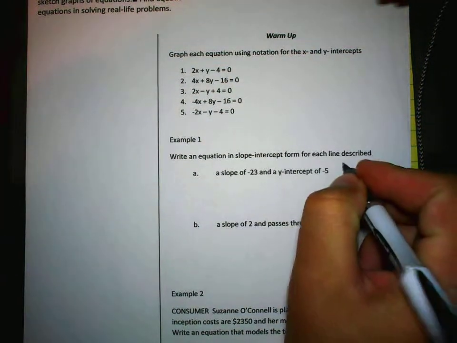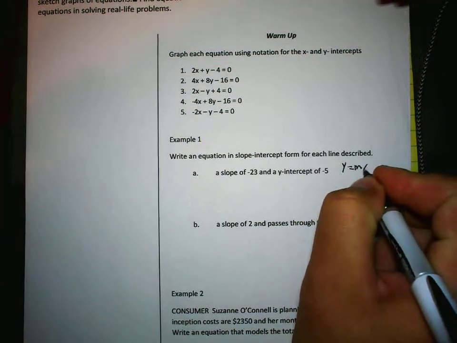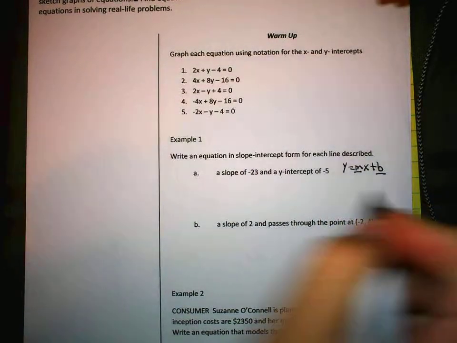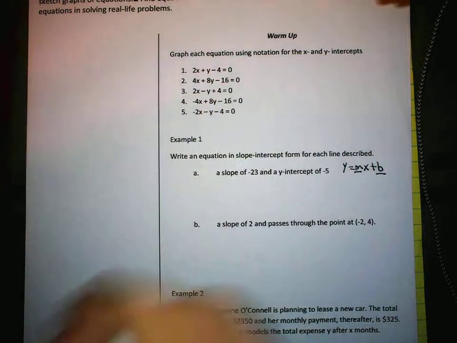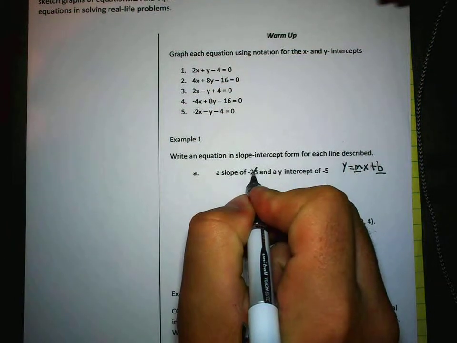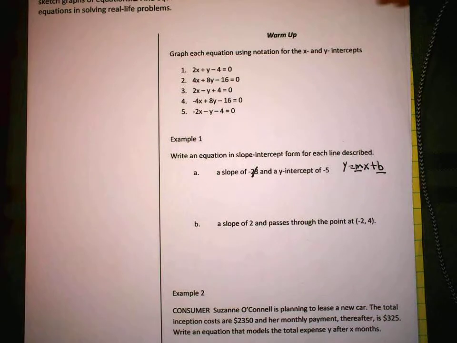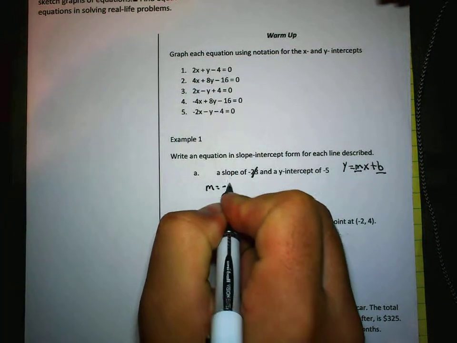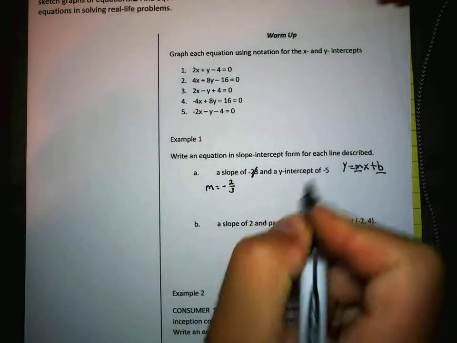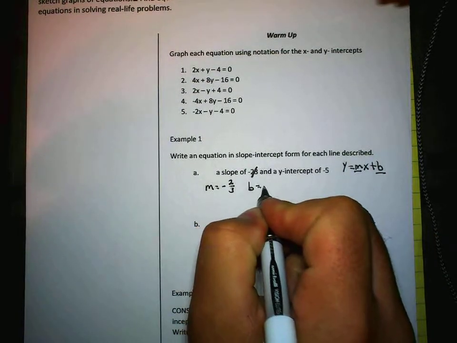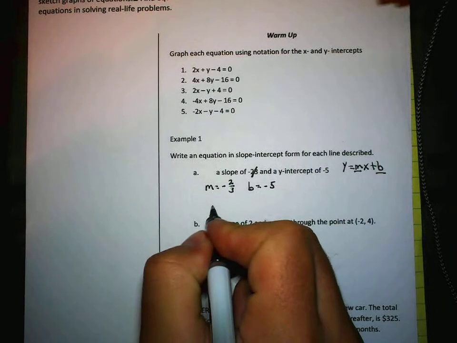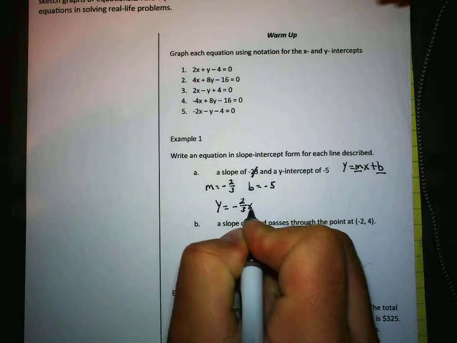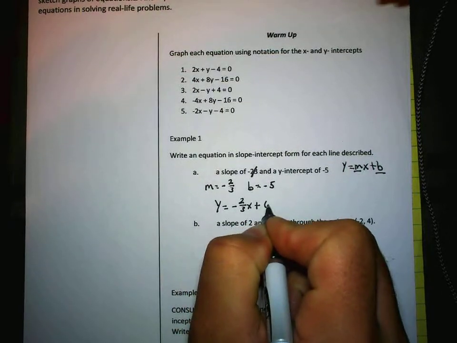Remember, slope-intercept is y equals mx plus b. This is a formula where we replace m and replace b with points and letters. I'm sorry, I mistyped here. That should be 2 over 3. So our slope, m, equals negative 2 over 3. Our b equals negative 5, and we replace those in so that y equals negative 2/3 x plus negative 5.